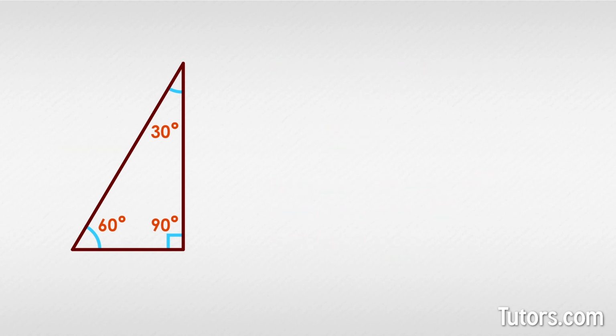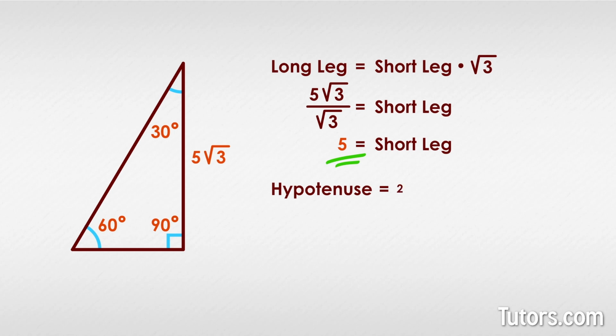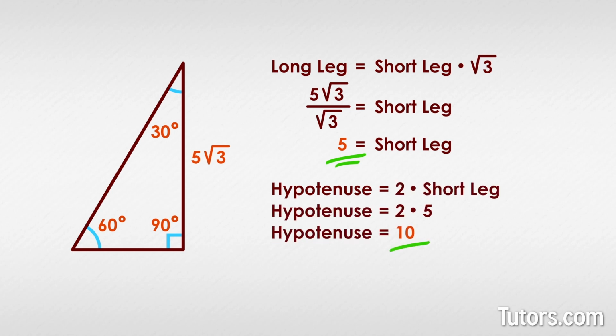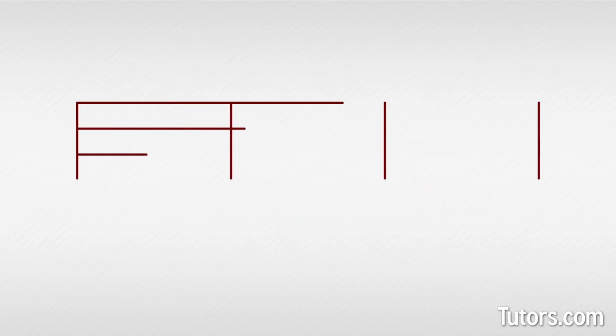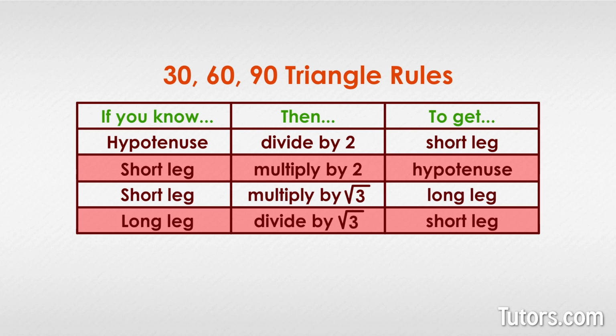Here is another example. The long leg is the short leg times the square root of 3. So can you calculate the short leg's length? Did you say 5? That's correct. The length of the hypotenuse is always twice the short leg's length, so the hypotenuse equals 10. This table of 30, 60, 90 triangle rules helps you find the missing side lengths.